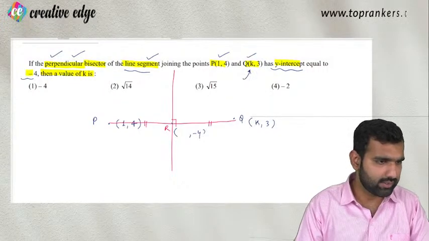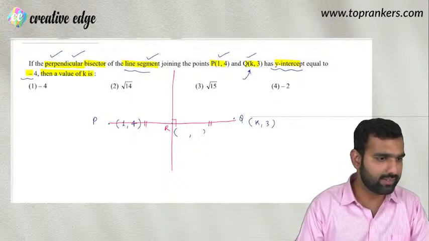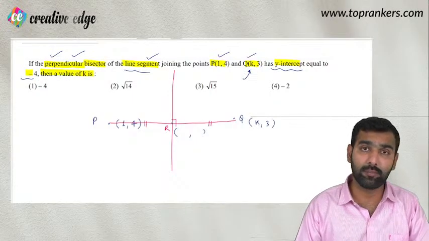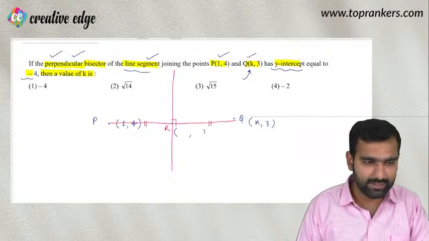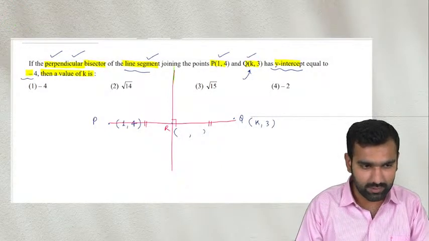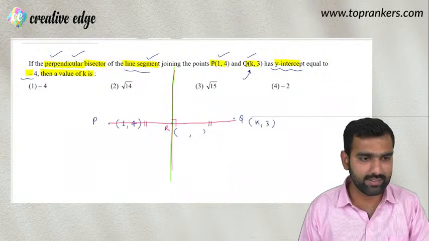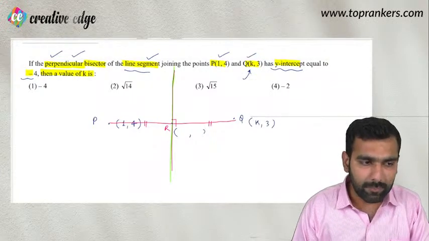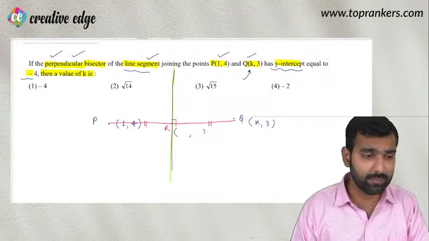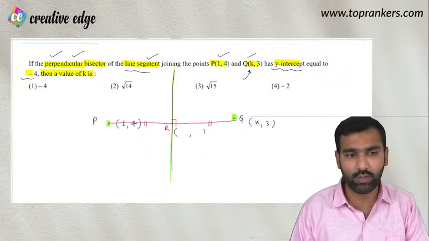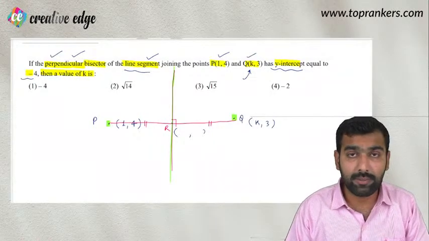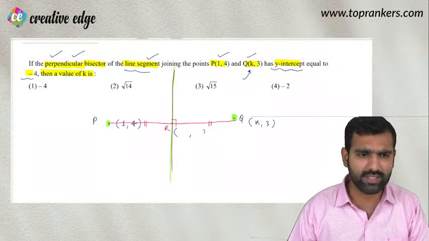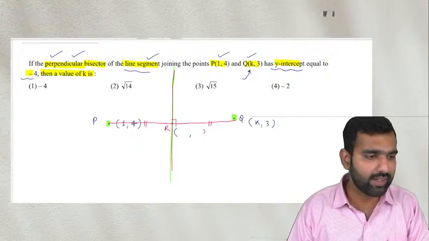Now, please understand, let me reread this question. Perpendicular bisector of the line segment. So PQ is the line segment and it has a perpendicular bisector going somewhat like this. And this perpendicular bisector is created by the line joining points P and Q, where the point P is (1, 4) and the point Q is (k, 3). This has y-intercept equal to -4.